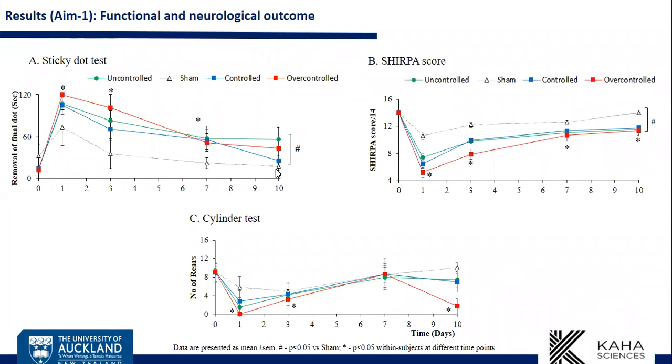Now this is the functional or neurological data, as you can see in all stroke groups. We found significant initial impairment in the first few days after stroke in all stroke groups, but all animals were close to recovery at the end of the protocol, except over-controlled animals, where the initial significant impairment, which you can see in the red line, was also noticed on the ipsilateral side.